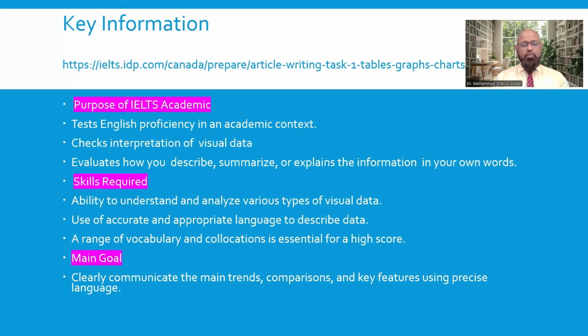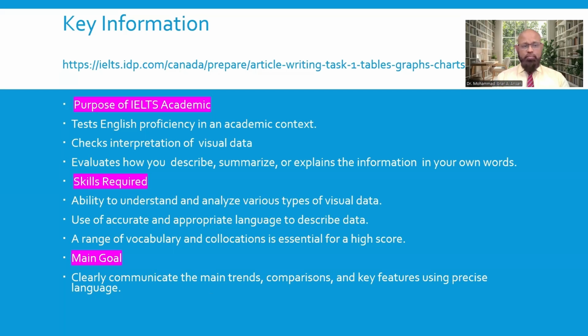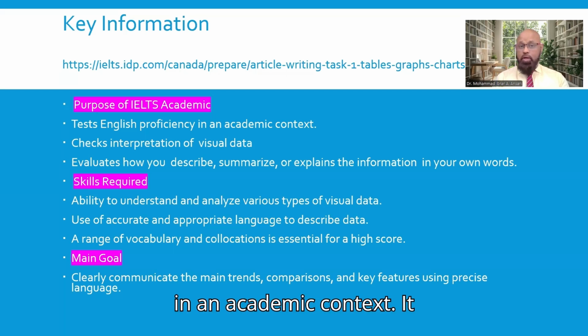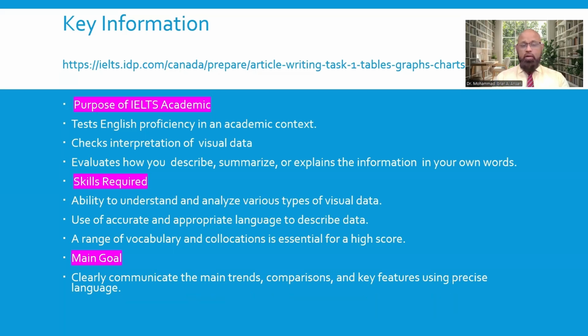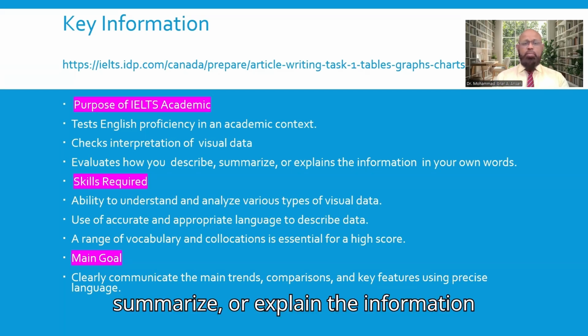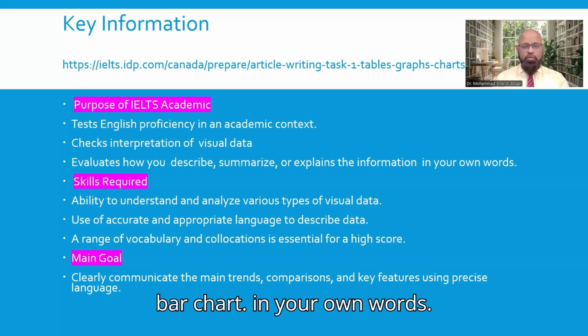Let's have a look at some of the important information regarding academic writing task 1. So let's try to understand the purpose behind this task. It actually tests English proficiency in an academic context. It also checks interpretation of visual data, like how you interpret it. Finally, it evaluates how you describe, summarize, or explain the information given on the pie chart or bar chart in your own words.